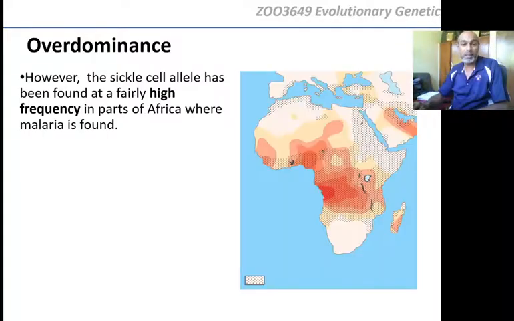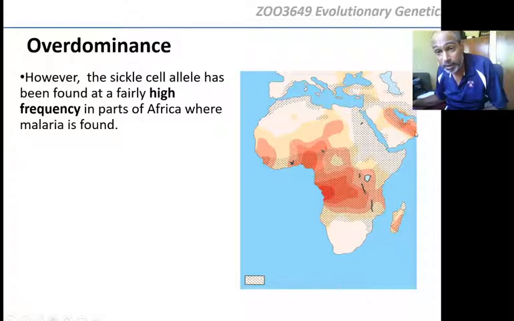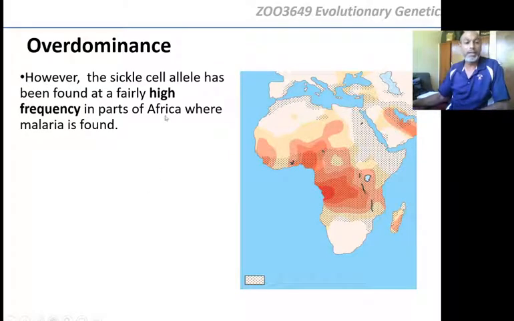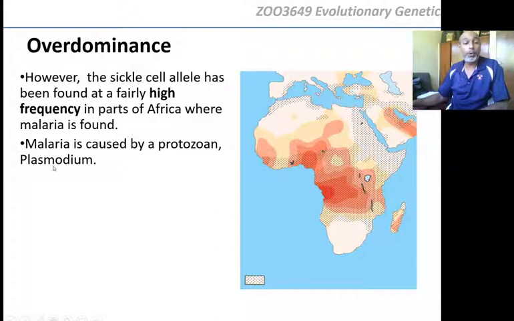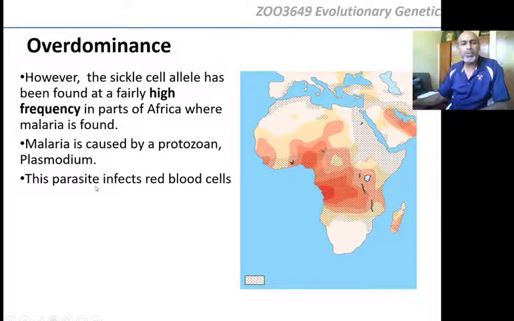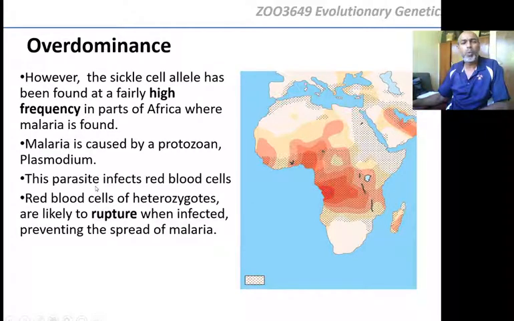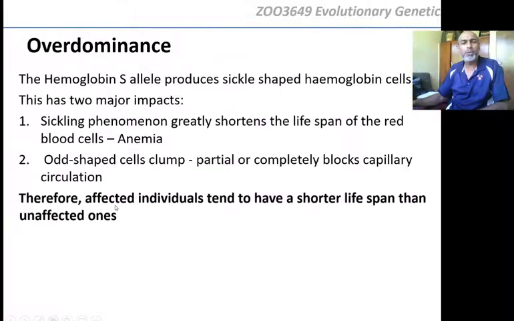We find this sickle cell in very high frequency in Africa. Look here, in the Congo area and in the Nigeria, Cameroon area. And also here in this part of Arabia, Dubai, Oman. So why do we find it? That is where malaria is found. Malaria is caused by the Plasmodium protozoan. What does this parasite do? Let me show you what this parasite does.